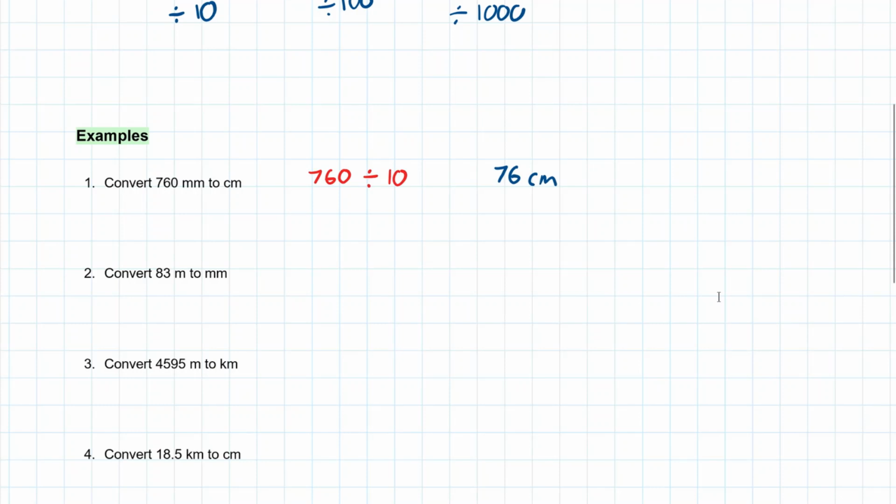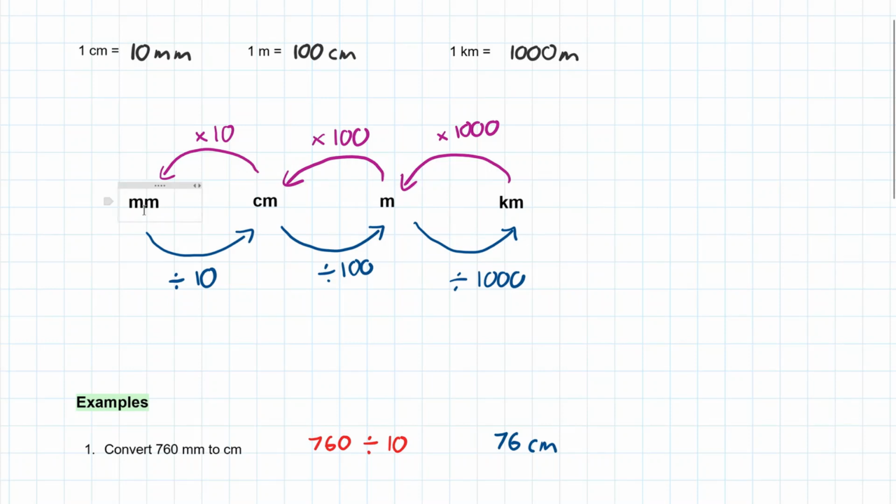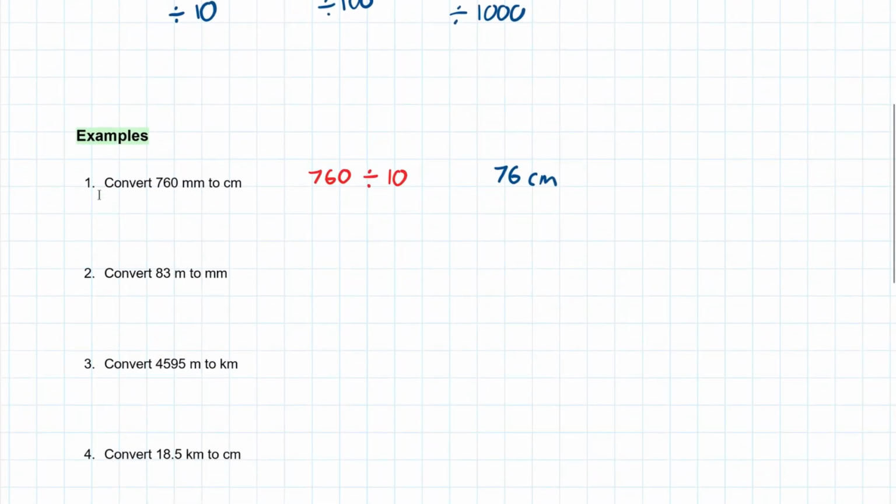Next one, we're going from meters to millimeters. So we're doing 2 jumps here. We're going from meters down to millimeters. To go from meters to centimeters, we're multiplying by 100 and then multiplying by 10 to get to millimeters. So we're going to do our 83 meters times by 100 will give you centimeters, and then times by 10 will give you your millimeters. So what we're really doing is multiplying by 1,000, because that's what 10 times 100 is. So if we do 83 times 100 times 10, we will get 83,000.